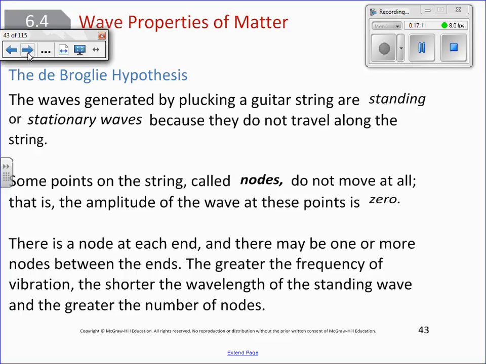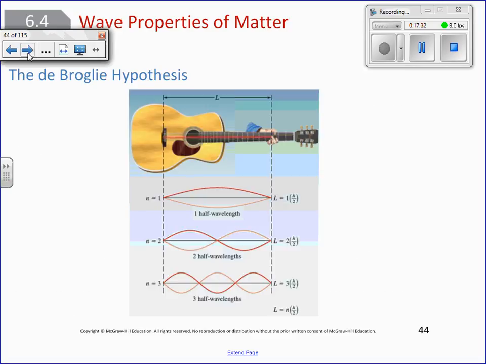So some points in a string are called nodes. They don't move at all, so the amplitude is 0. It's right at that midline, and we'll see some examples. There's a node at each end, and there may be one or more nodes in the middle. If you look at plucking a guitar string, where n is 1, we have a node at each end, nothing in the middle. It's a half wavelength. When n is 2, we have a node at each end and one in the middle. And where n is 3, we have a node at each end, and a node here and here.